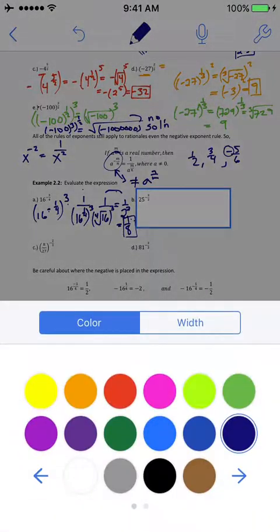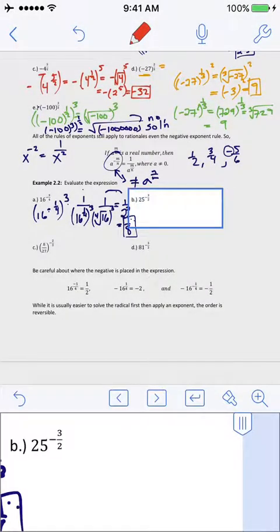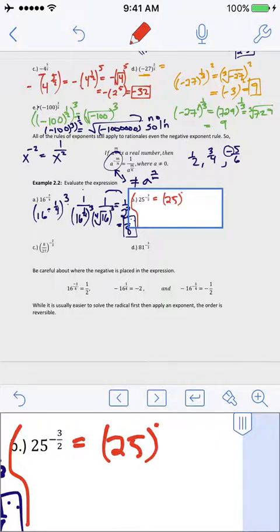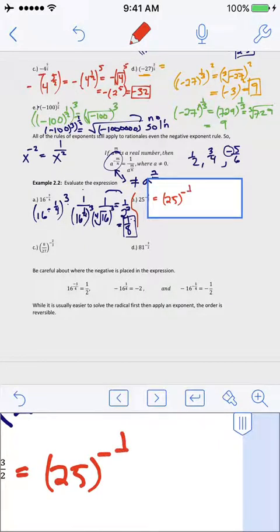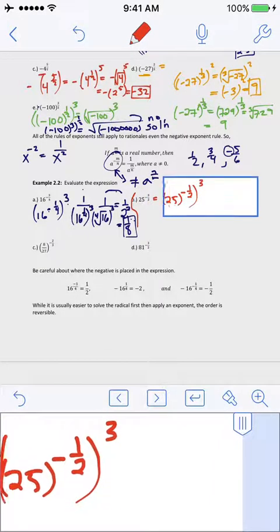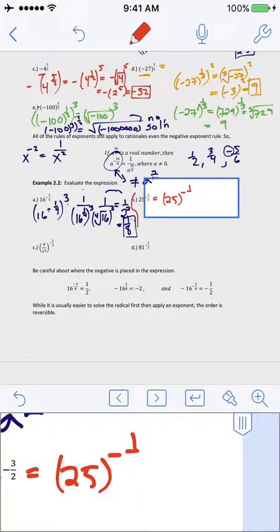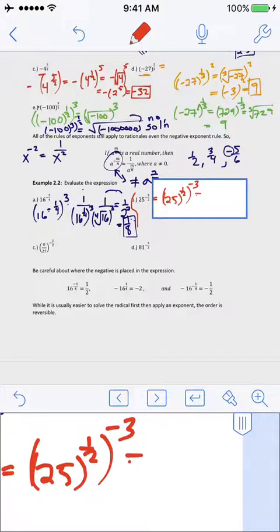Let's try another one. I've got 25 to the negative 3/2. So again, this is equal to 25 to the negative 1/2 to the third, right? I'll even show you, it doesn't matter which order you deal with this. Let's make the outside one negative. So 1/2 to the negative third. There, I switched it up, right? I put the negative on the 3 instead of on the 1/2. Okay, cool. So now I will deal with this first.